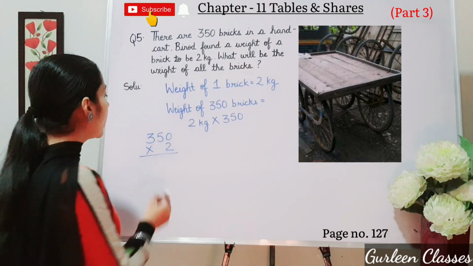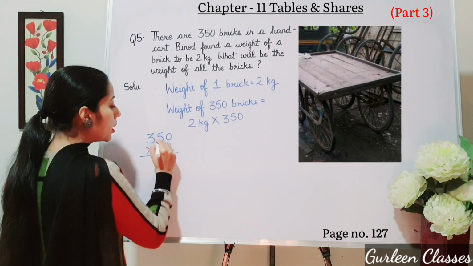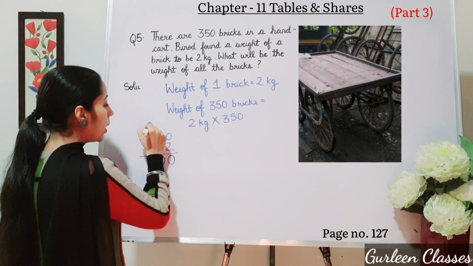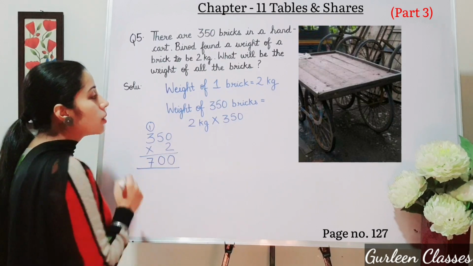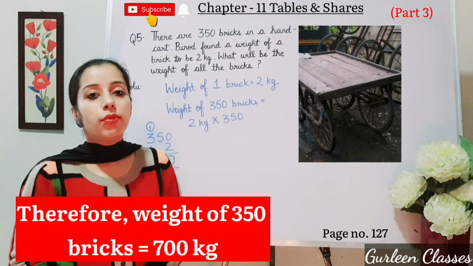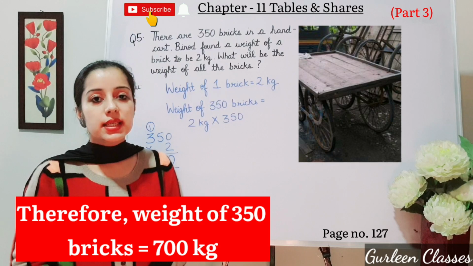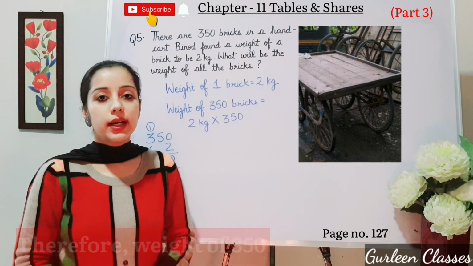So let us multiply. 2 zeros are 0, 5 twos are 10, 1 carry, 3 twos are 6 plus 1, 7. So right here, therefore, weight of 350 bricks is equal to 700 kg.